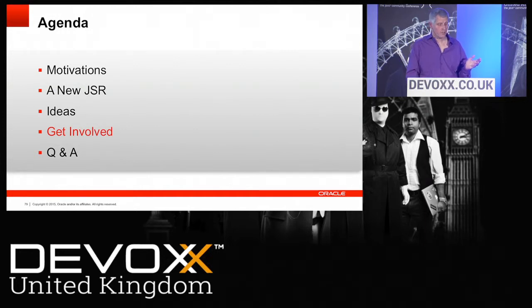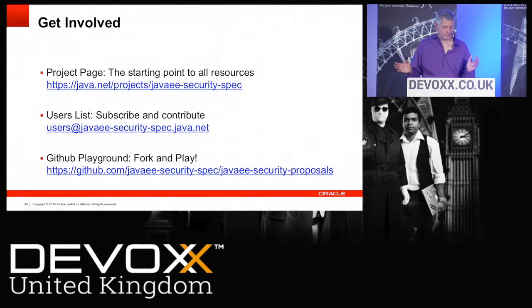If you're interested in getting involved, we have a project page. The project page is a java.net page. It's a starting point for all of our resources. From the starting page, you can go to our GitHub repo. You can go to our Jira page. We have a Google Doc public folder where we keep things like, for instance, the security identity store. There's a proposal in there, like a 14-page proposal about that.